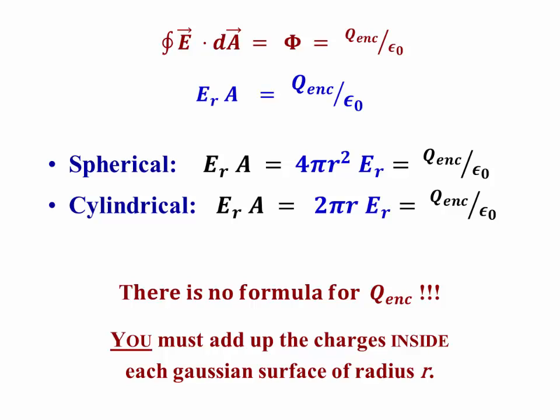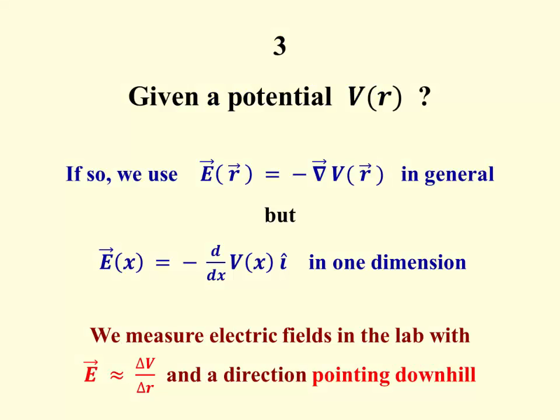For spherical Gaussian surfaces, for spherical symmetry, you'll get the area to be 4 pi r squared. For problems of cylindrical or axial symmetry, the cylindrical area formula is going to give you 2 pi r times the field strength. Notice that there's no formula for Q enclosed. You must add up the charges inside each Gaussian surface of radius r based on the geometry of the problem and the specific details of that problem. You have to think to do these problems.